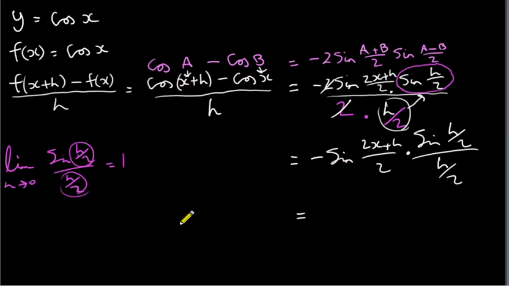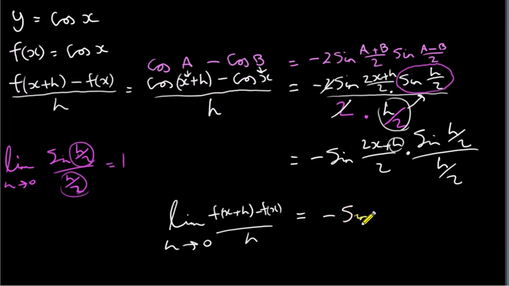Now, if we let h go to 0, if we take the limit as h goes to 0, what happens? Well, if this h goes to 0, we're left with minus sine 2x over 2, or minus sine of x, and of course this thing goes to 1. So here's the answer. If y equals cos of x, the derivative f prime of x, or dy dx, is minus sine of x.